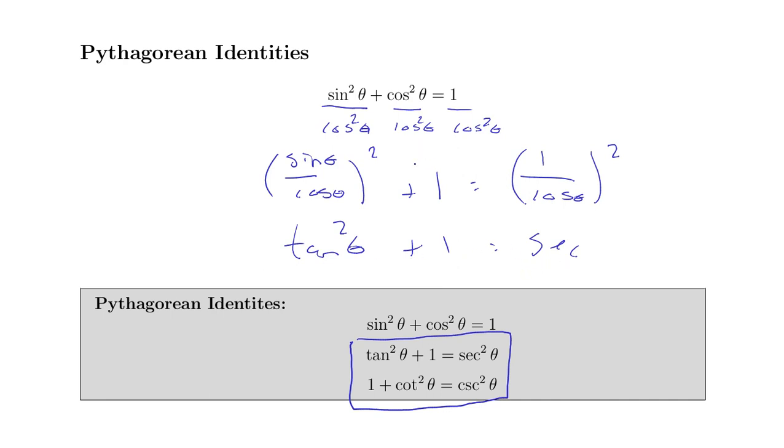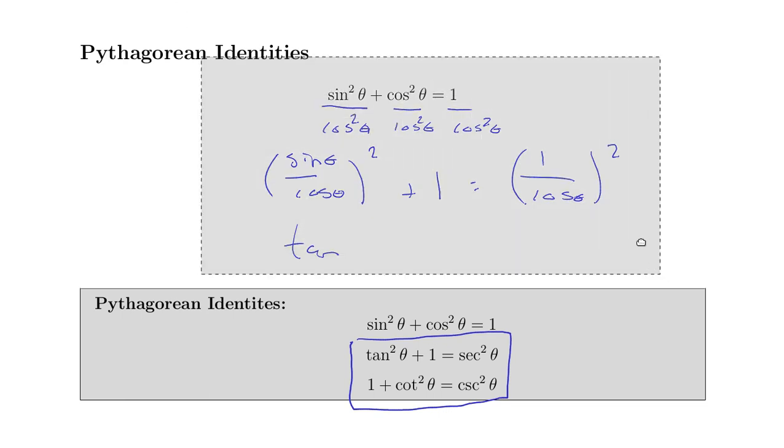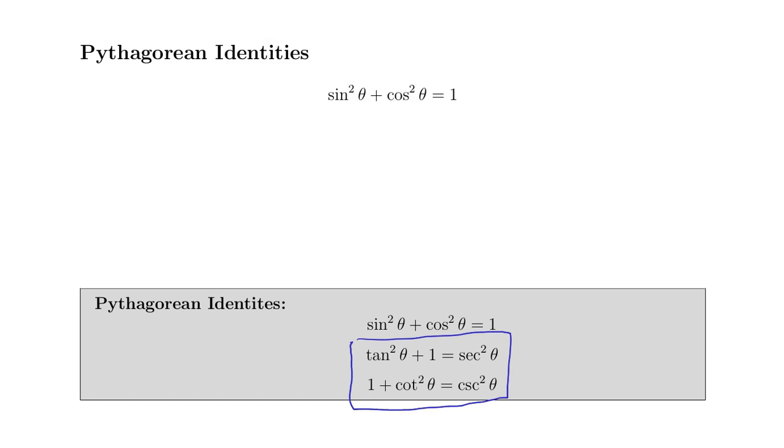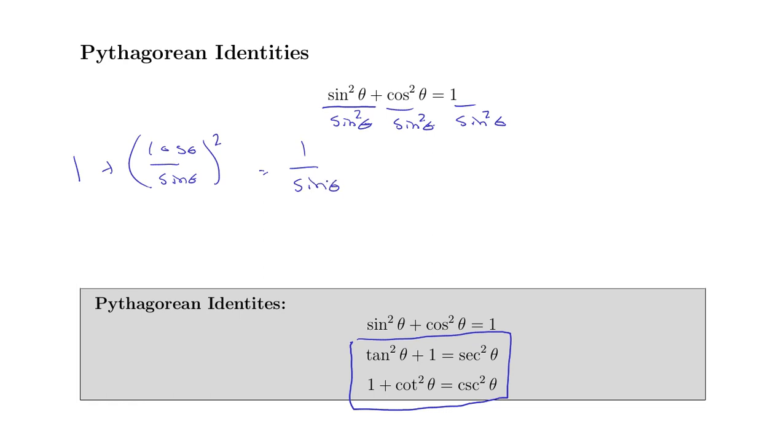And you can do the exact same thing here where you divide everything by the opposite trig function. So instead of dividing by cosine squared, why don't we divide by sine squared? And then suddenly we get 1 plus cosine theta over sine theta squared equals 1 over sine theta squared. This is 1 plus cotangent squared theta equals cosecant squared theta.